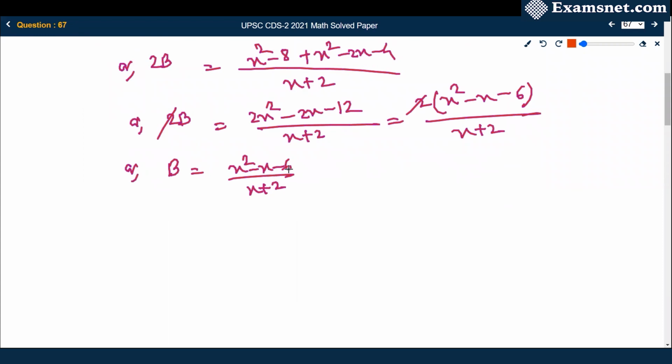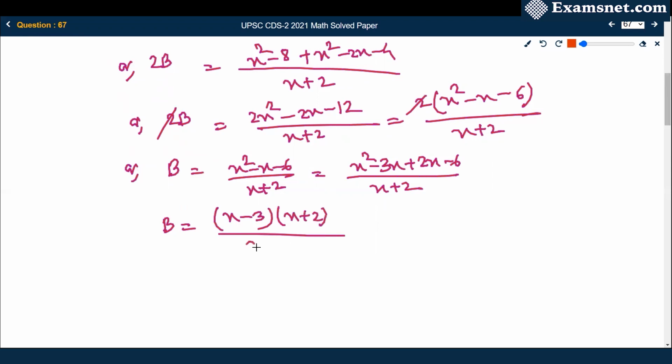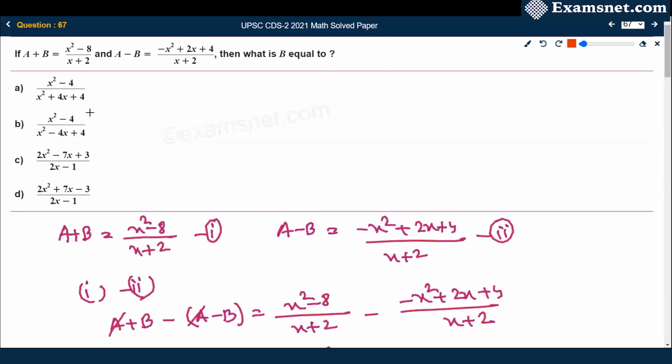Now we can try to factorize it by the middle term method. So we will get minus 3x plus 2x minus 6. That means it is x minus 3 and x plus 2 by x plus 2. So the value of b equals x minus 3, correct? Now from these four expressions, we will check each of them by simplifying, which will give us x minus 3. Let's start from C.